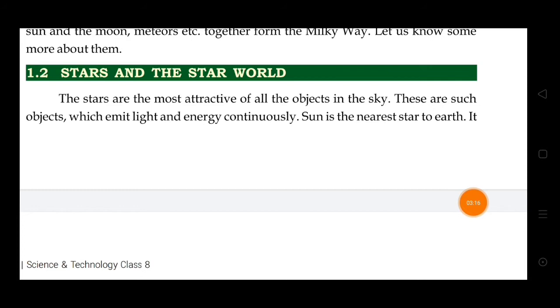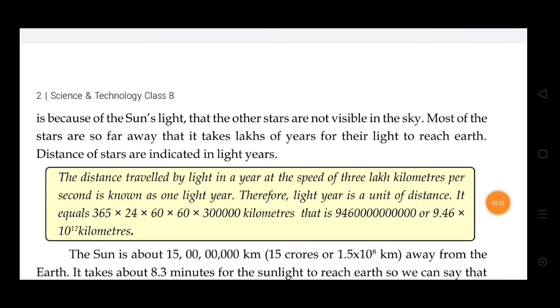The sun is the nearest star to Earth. It is because of the sun's light that the other stars are not visible. Most of the stars are so far away that it takes lakhs of years for their light to reach Earth. So the distance of a star is indicated in light years. How can we measure the distance of the stars?